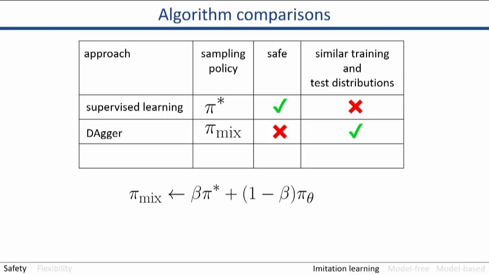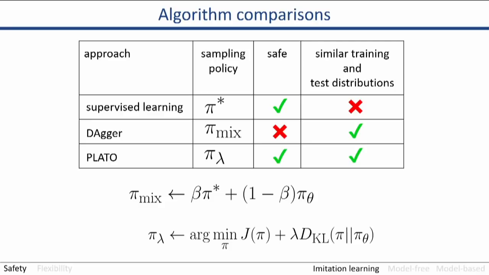So then we went to Dagger. Dagger has the sampling policy pi mix, the coin flip again. And it was not safe, because you might be executing pi theta, your learned policy, and that might be bad. But it does have similar training and test distributions. So that was the motivation for Dagger.